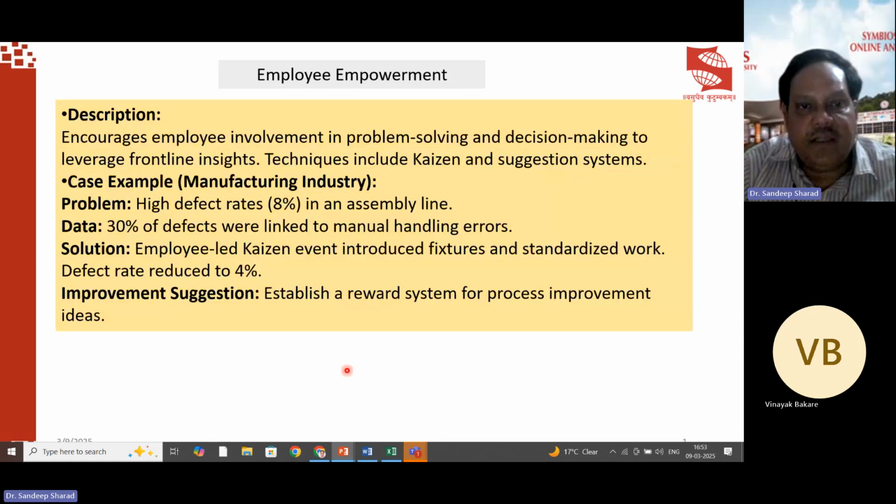Empowerment: encouraging employee involvement in problem solving and decision making to leverage frontline insight. Techniques include Kaizen and suggestion systems. Case example: problem, a high defect rate in an assembly line. Data: 30% of the defects were linked to manual handling errors. Solution: an employee-led Kaizen event introduced pictures and standardized work. The defect rate reduced to 4%. Improvement: establish a reward system for process improvement ideas.